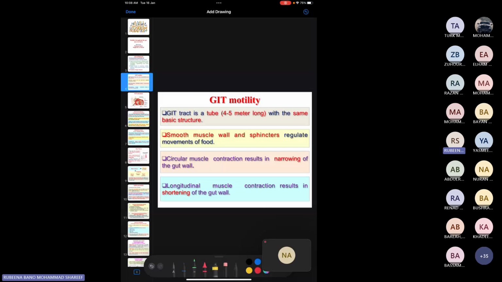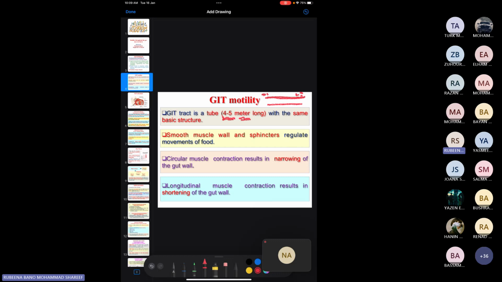See, your gastrointestinal tract, it is like a tube. Suppose this is the small intestine and this is the large intestine, right? So it is like a tube. It starts from the mouth, or you can say the oral cavity, and it ends at the anus. So the total length is 4 to 5 meters. This is the total length of the gastrointestinal tract.